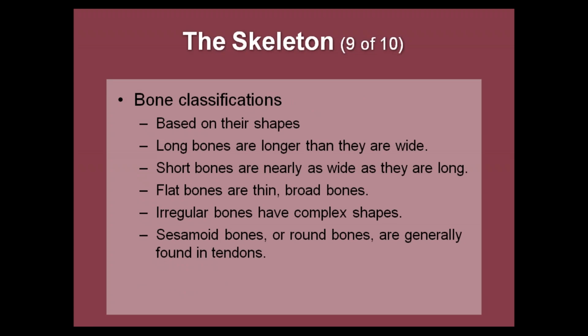Long bones are longer than they are wide. Short bones are nearly as wide as they are long. Flat bones are thin and broad. Irregular bones have complex shapes. And sesamoid bones, or round bones, are generally found in tendons. So it's good to remember these for some test question.